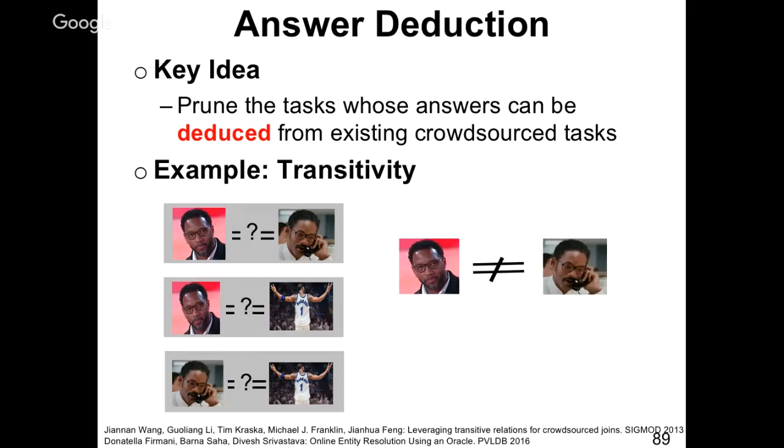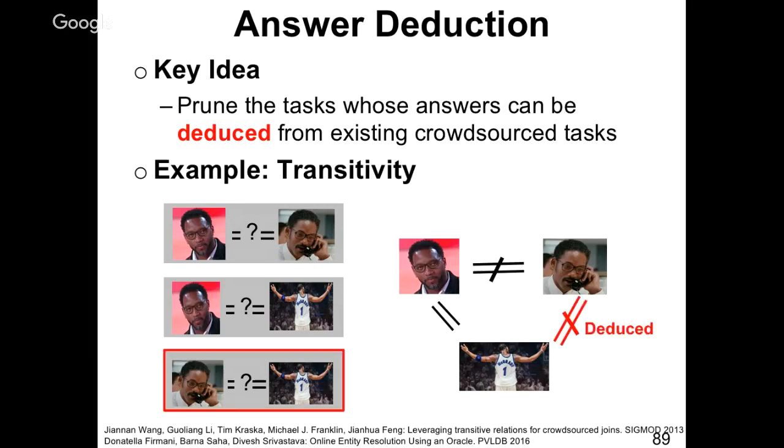Say the crowd tells you these are two different persons, and the crowd tells you they are the same persons. You don't need to ask the crowd to do the task anymore, right? Based on the transitivity, you can deduce that they are different persons. So using this idea of answer deduction, you can reduce the cost.